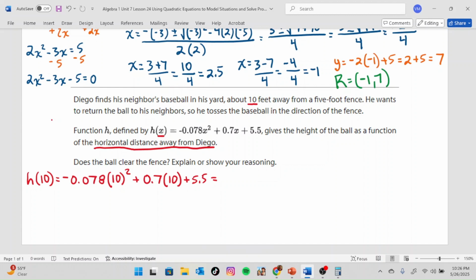10 squared equals 100. So we have negative 0.078 times 100. 0.7 times 10 equals 7.